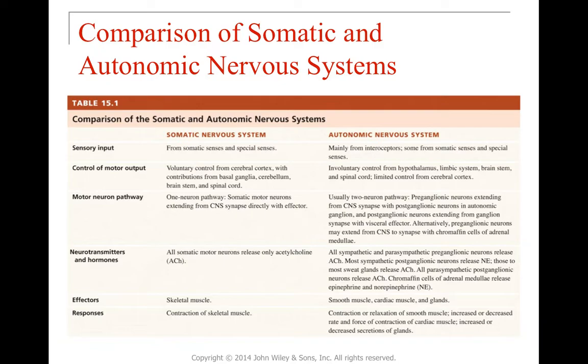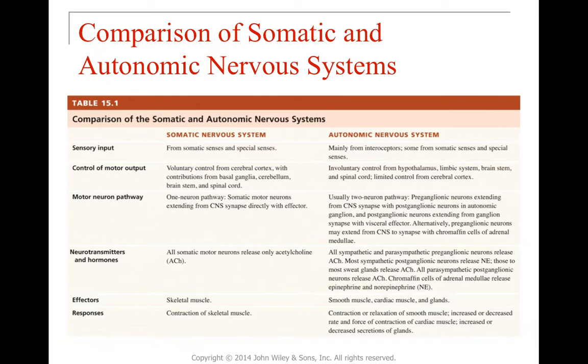And they're going to be involuntary, and this is a major difference. The somatic nervous system is going to be voluntary. For example, I can reach over and pick up something on the table and choose to move it to another location. So it's under my voluntary control of skeletal muscle. The autonomic nervous system is under involuntary control, and that involuntary control comes from the hypothalamus, the limbic system, and from the cerebral cortex, flowing through the brainstem and the spinal cord.